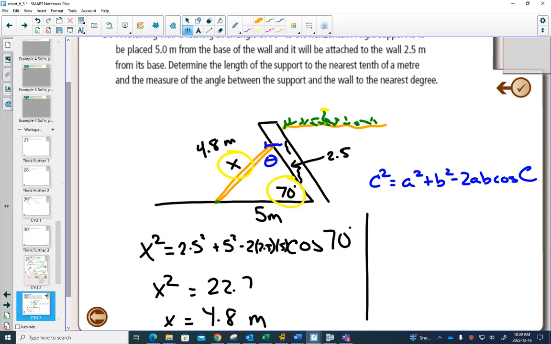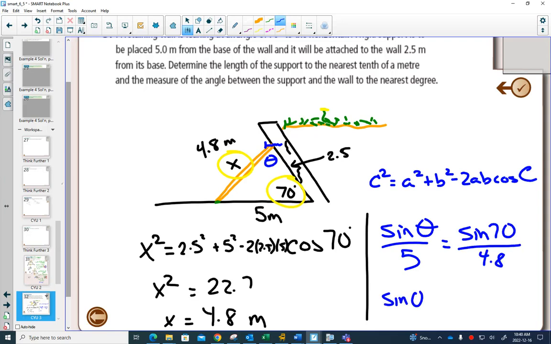So, I'm going to use the sine law. I want to find theta, so in writing the sine law, that's what I would put first. Sine theta. What's opposite of theta is the 5. Which are the two that I know? I know the 70 and the 4.8. And so sine of theta will equal, multiply both sides by 5.